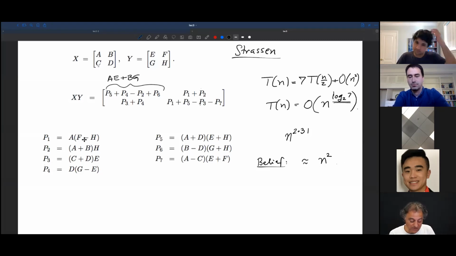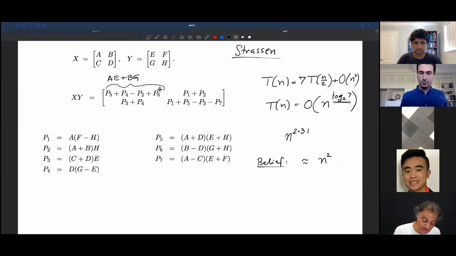So A is an n/2 by n/2 matrix. F minus H is also an n/2 by n/2 matrix. Right, so you go ahead and do these 7 multiplications of n/2 by n/2 matrices. So you get 7 matrices which are n/2 by n/2, P1, P2, P3 up to P7. Now, the top left quadrant is going to be P4 plus P5 minus P2 plus P6. And if you compute it, lo and behold, it'll turn out to be A times E plus B times G, which is what it should have been.